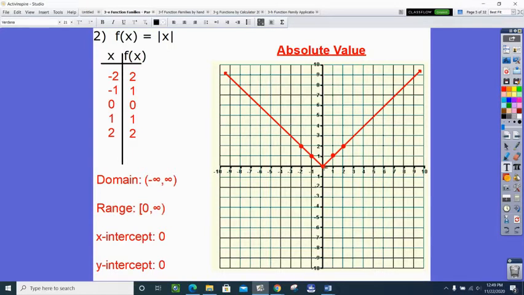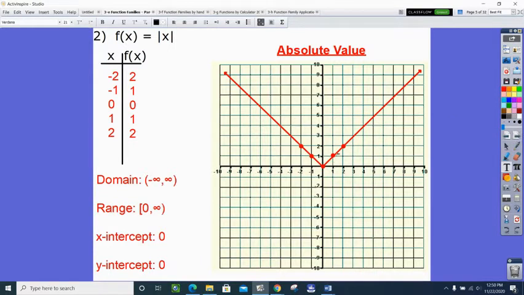And I should be mentioning as I go through these that these are the most basic function of each family. So they're called the parent function. And everybody else, once you know what the parent looks like, you can tweak that and change that. And that's where we're going to go in a couple of minutes.